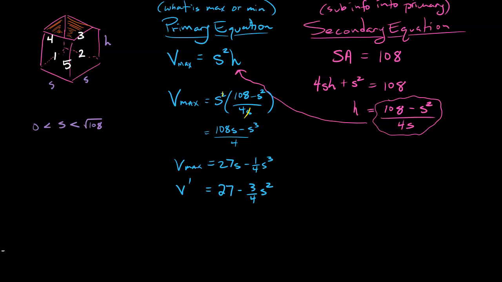Okay, so I'm going to set this equal to 0 or undefined. So 27 equals 3/4 S squared, not cubed. I'm going to multiply both sides by 4/3. And then I'm going to take the square root.